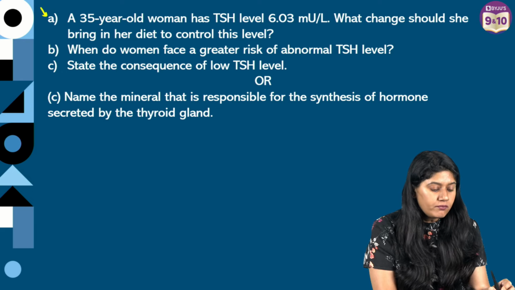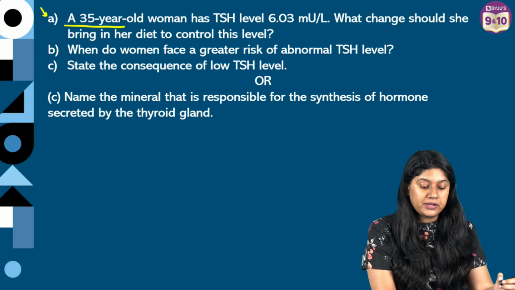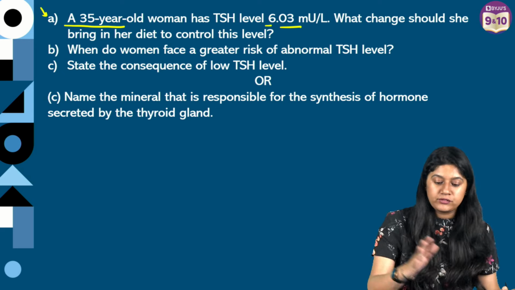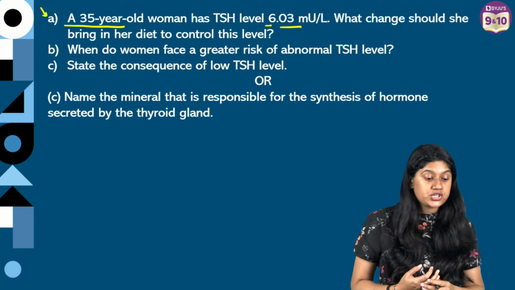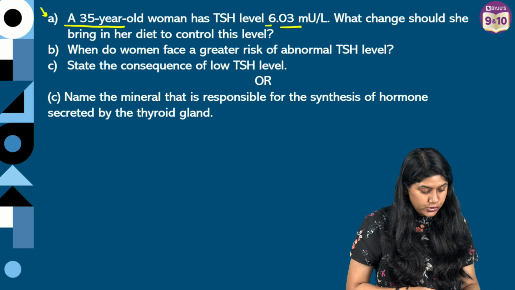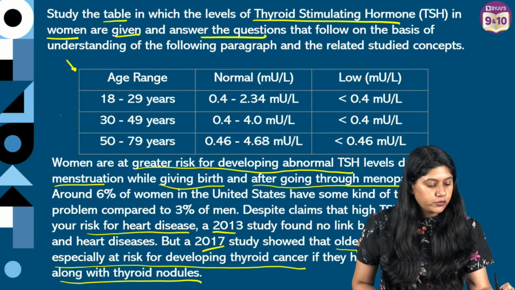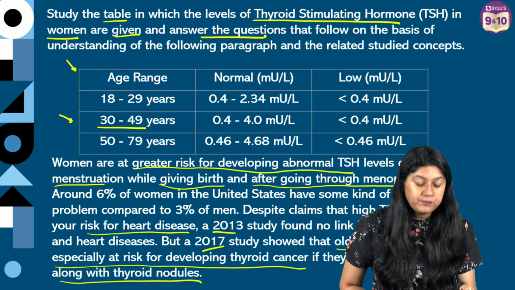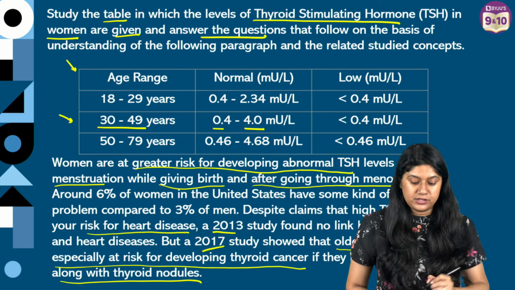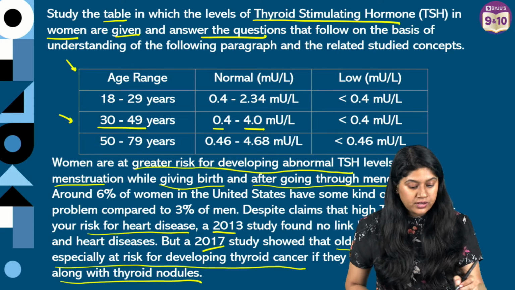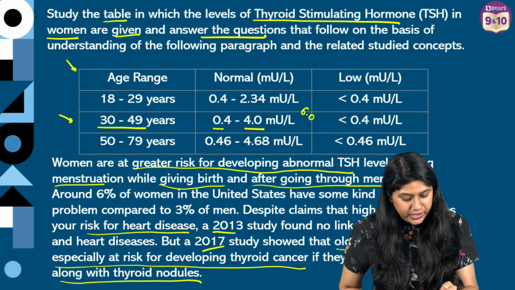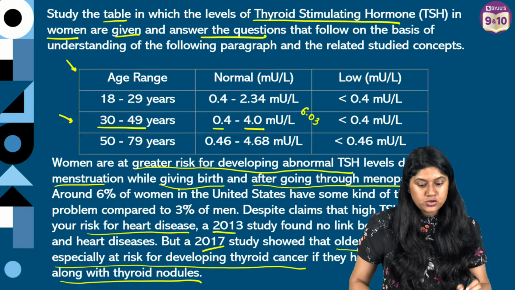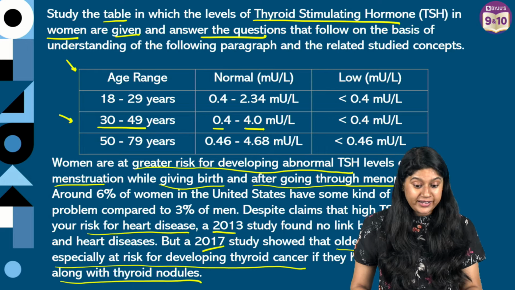Question number A. A 35-year-old woman has a TSH level of 6.03, right? Then we have the unit for it. What change should she bring in her diet to control this level? So if you go back over here, 35, so the woman is in this range. The normal range is from 0.4 to 4.0. But if you take a look at the question, they have mentioned the value, right? So we know that it is slightly on the higher side.